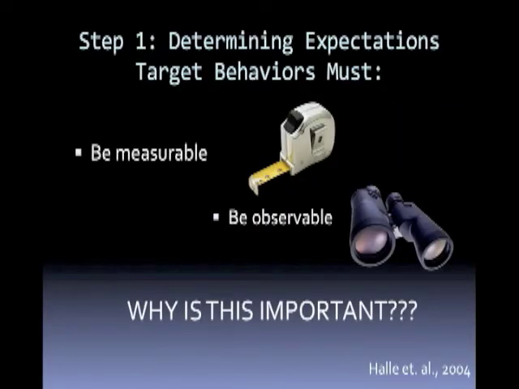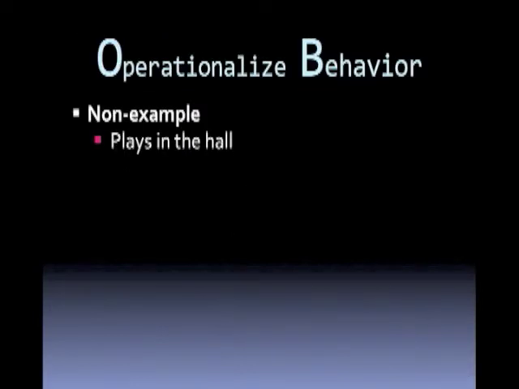So what we're going to do today is make our own visual rules. The first thing we have to do whenever we're making our visual rules is determine which behaviors we're going to target. These behaviors have to be measurable and observable. And we're going to look at why this is important.